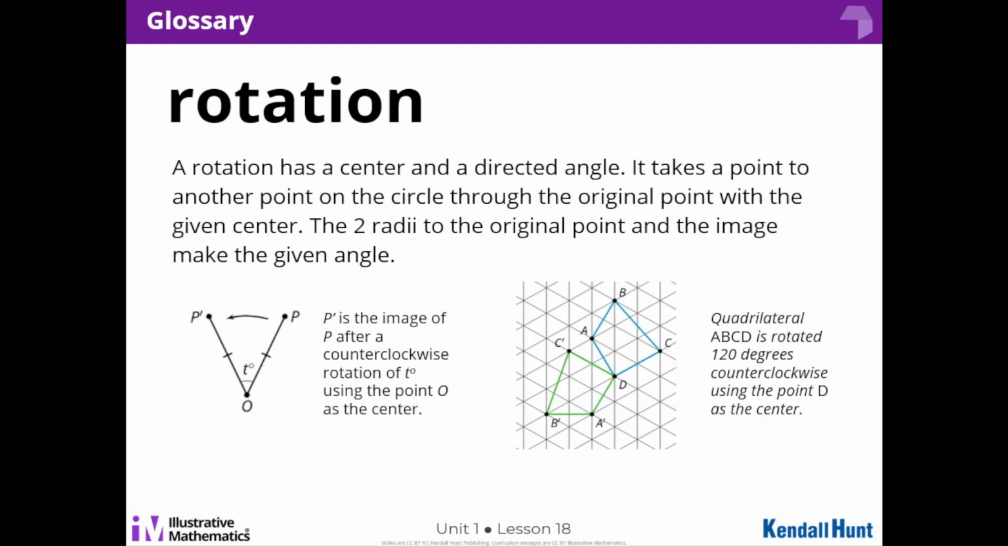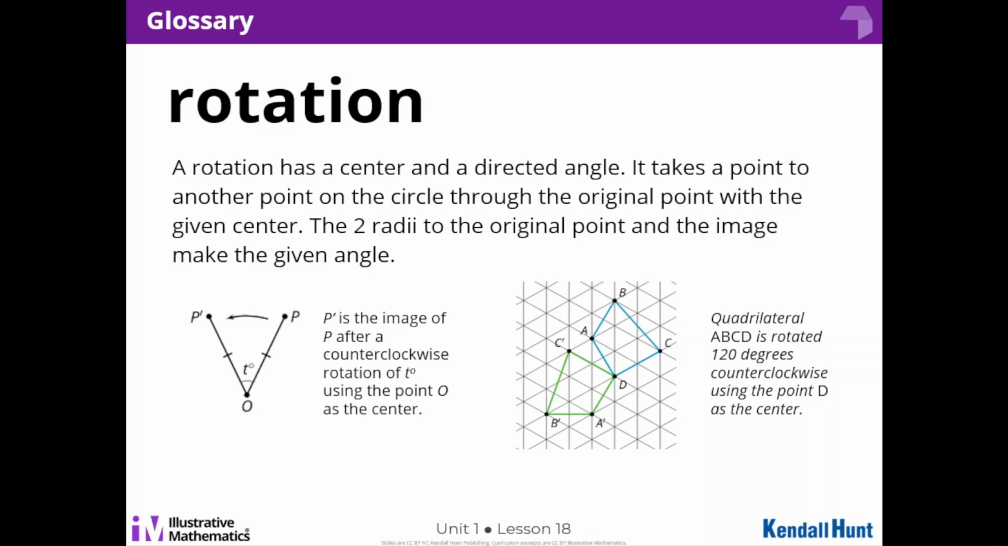Rotation. You need a center to rotate around. You can rotate clockwise or counterclockwise, and then you'll end up with an original point and an image point, and they'll have the same radii. So on the left, we have O at the center. We have P rotating counterclockwise t degrees, and it creates the image P prime.